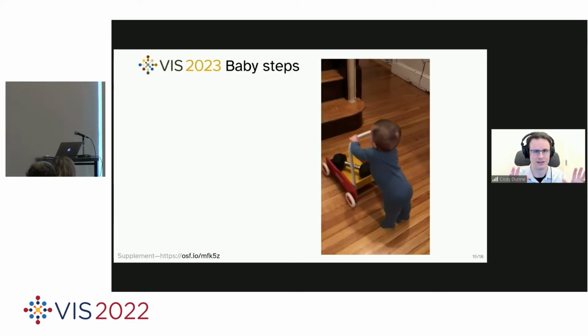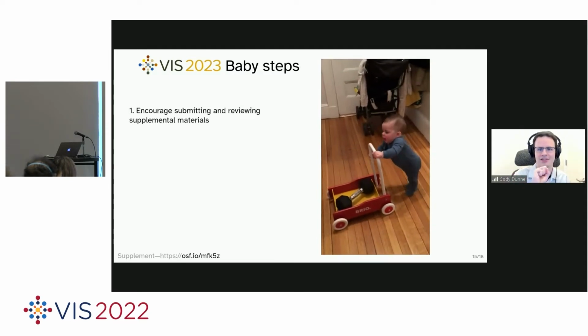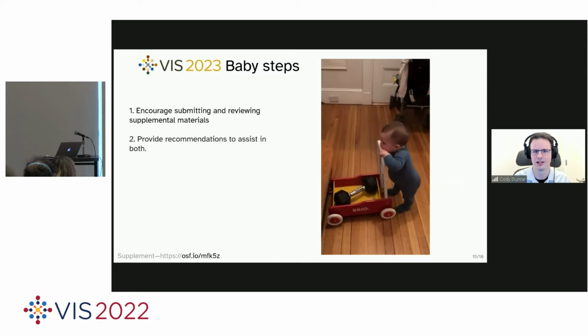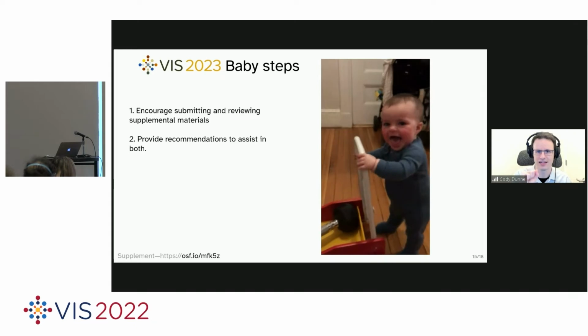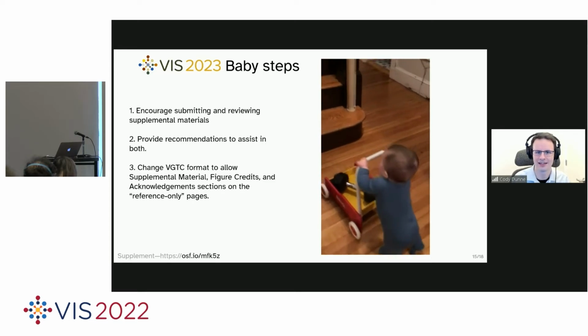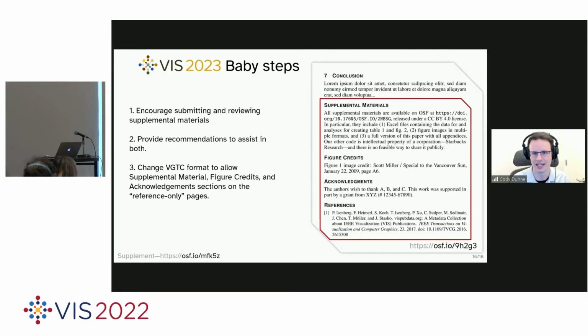Now, this would be a big change for VIS. So what we're thinking of doing for VIS 2023 is baby steps. We're going to encourage people to submit and review supplemental materials, but it's still entirely optional. We're going to be providing recommendations to assist people in submitting their materials effectively and in reviewing submissions. And we're going to change the VGTC format to allow supplemental materials and a couple other sections on the references-only page at the end, so that it doesn't count for the main body of the paper. Hopefully that'll encourage people to write a little bit more about where their stuff is and how to find it, as well as crediting where things came from.